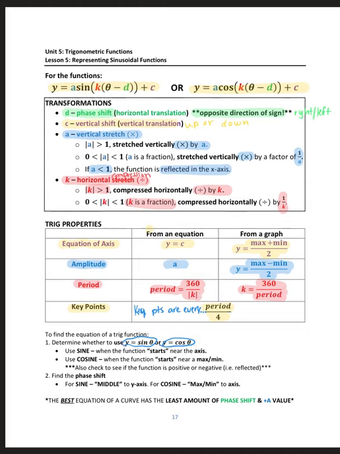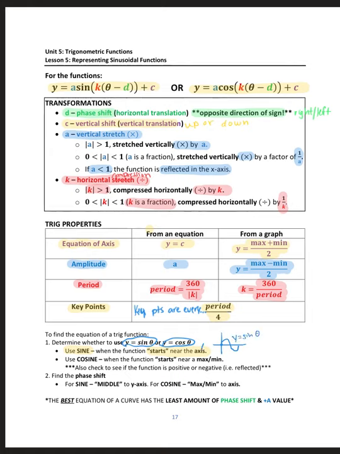So when we would use sine is when the function starts near the axis. Because if I was to just draw a rough sketch of my sine curve, remember that my sine curve does start at the axis. So if I was to draw a sine, if 0 is my axis, the sine curve goes like this. Right? This is our sine.